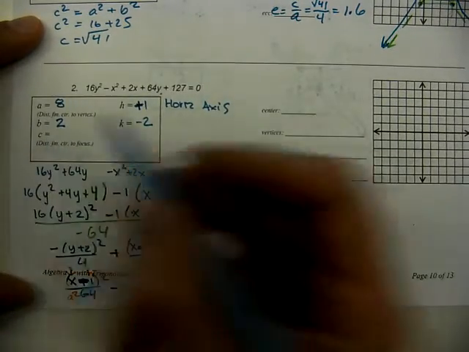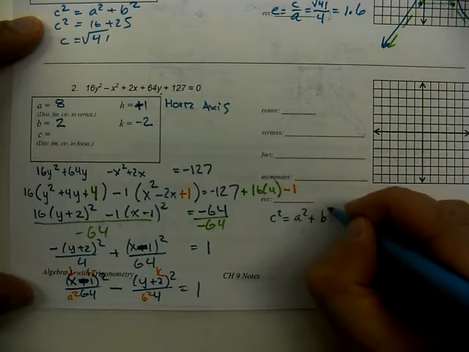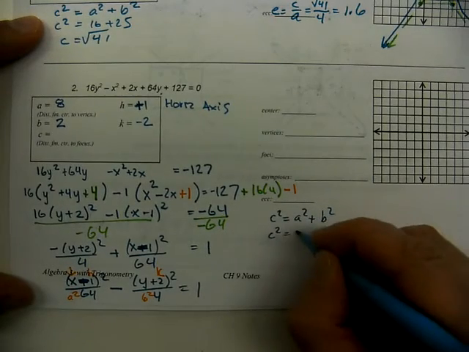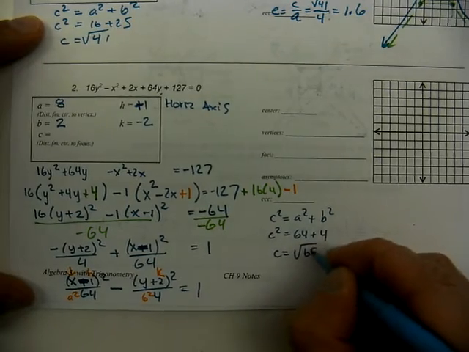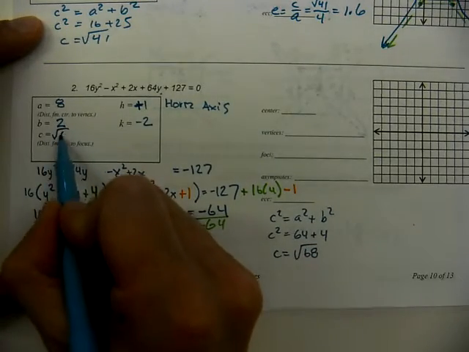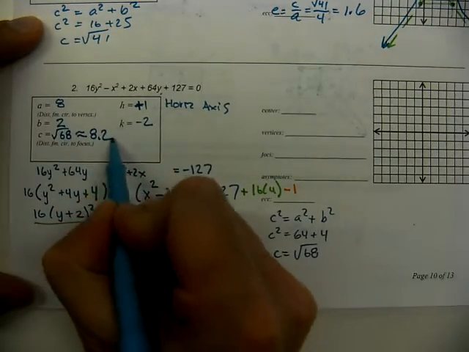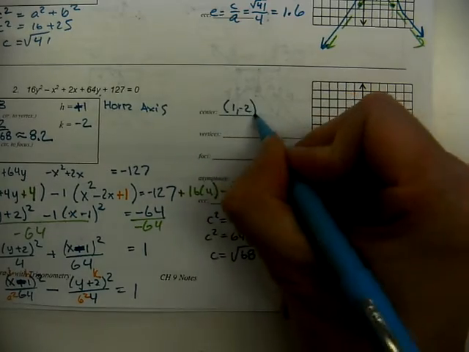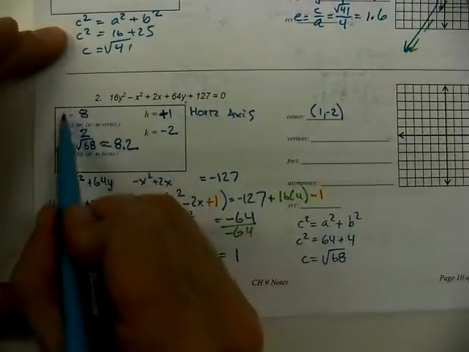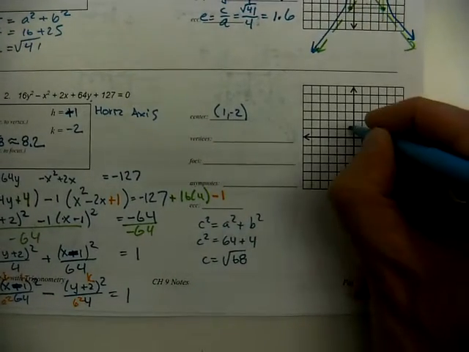And now to find the value of c, here's our Pythagorean theorem. So c is root 68. And really I'm just turning that into the decimal value, which is about 8.2. All right, so with the center being at 1, negative 2, but a value of a which is 8, we're still going to need to set up our scale counting by 2's.